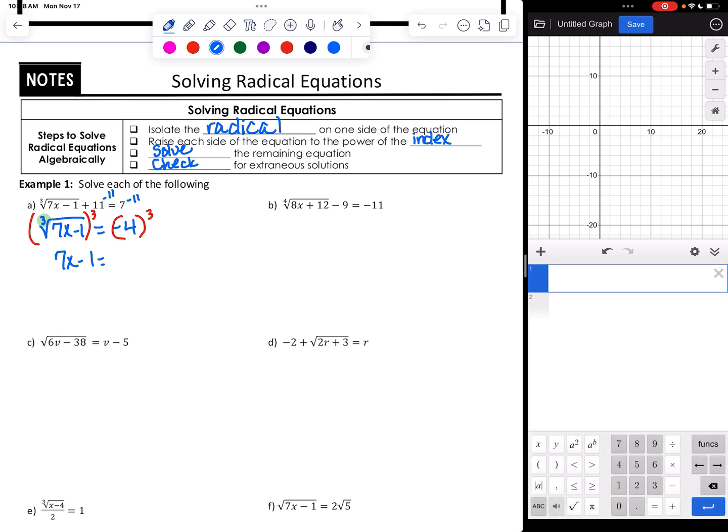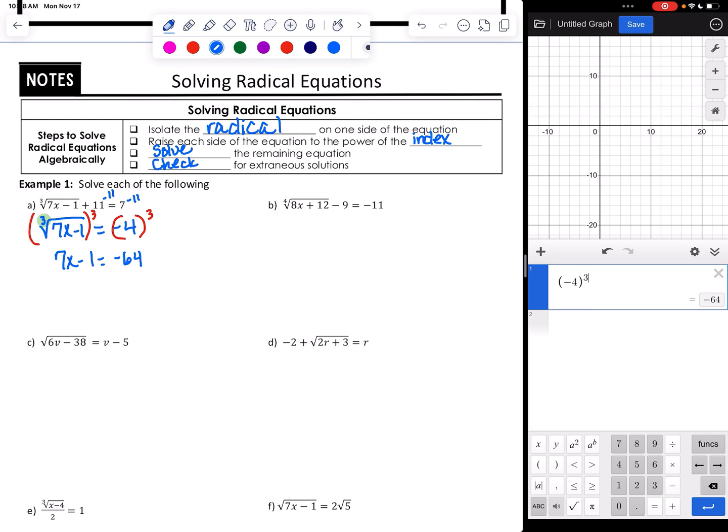Now, if you need to, you can put that into your calculator here. So negative 4, I always put negatives in parentheses, to the third power. That would give me negative 64. Now, our third step is to solve the remaining equation.